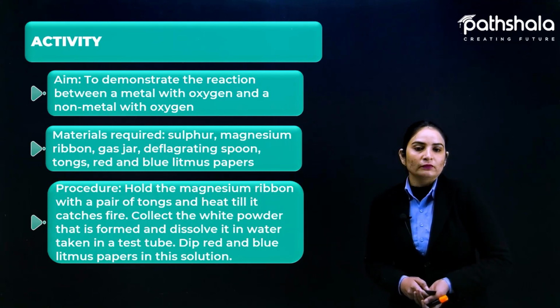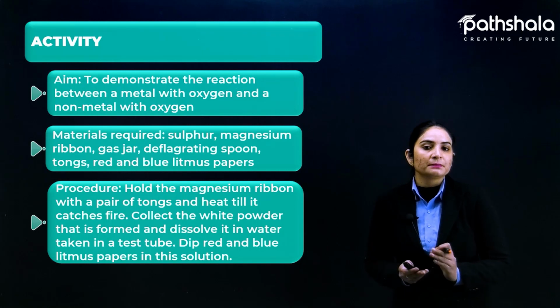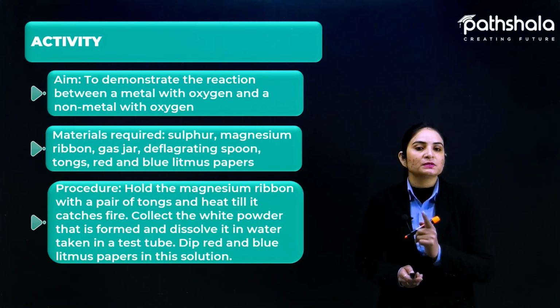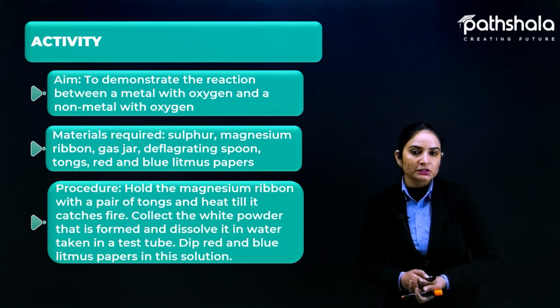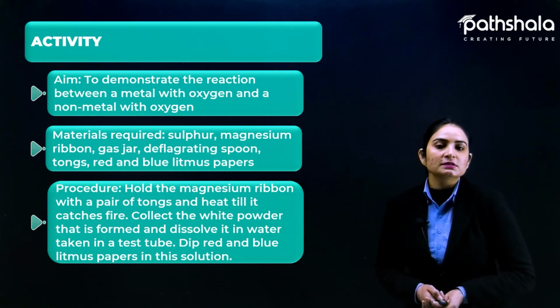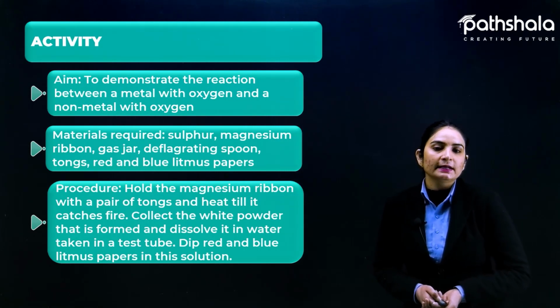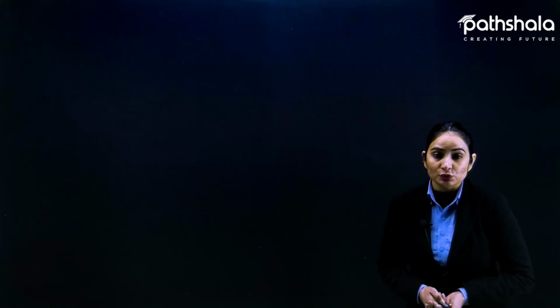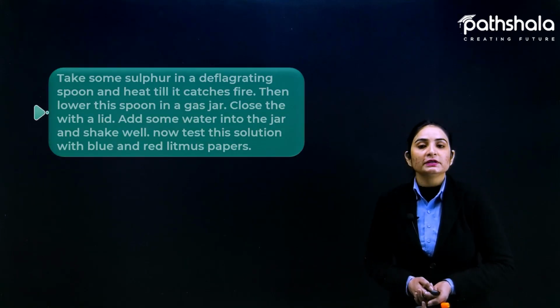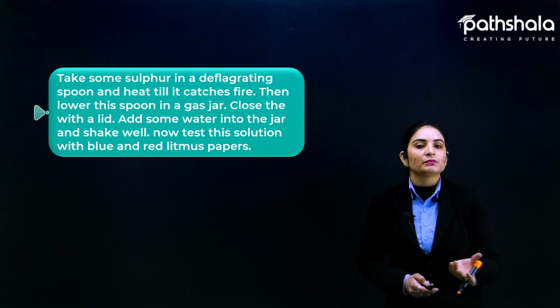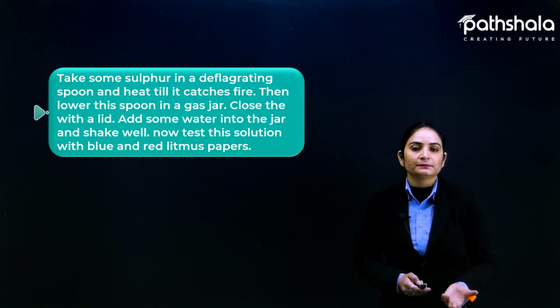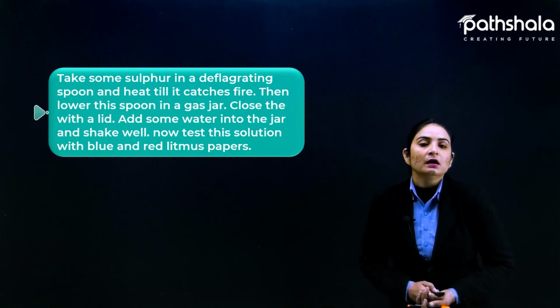Collect the white powder. When we are burning this magnesium ribbon, the reaction you need to remember is magnesium plus oxygen gives magnesium oxide. This is the powdery form of magnesium oxide. We are going to dissolve this in water taken in a test tube, and afterward we are going to dip the red and blue litmus paper in this solution. The observation part we need to see here. Now the metal's solution we have done. Now we need to produce it with non-metals.